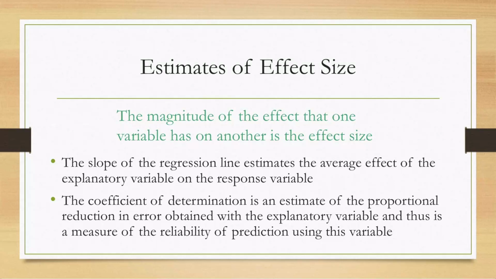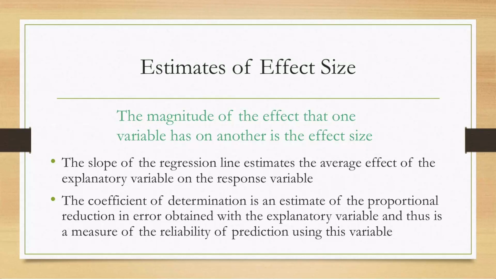The magnitude of the effect that one variable has on another is the effect size, and in the simple linear regression situation, there are two primary effect size estimates we can use. One is the slope of the regression line. That tells us the average effect of the explanatory variable on the response variable. Remember, the way that you interpret slope is that it tells you for every unit change in the explanatory variable how much average change you expect to get in the response variable.